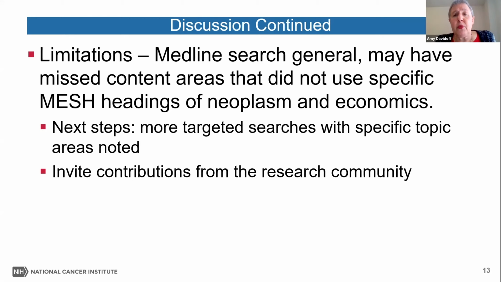The Medline search that we did was fairly general. And so we may have missed some content areas that didn't use the specific MeSH headings of neoplasm and economics. This might include topical areas that are not specific to cancer, but affect a broader group of individuals with health shocks or chronic health conditions, such as access to medications, specialty drugs, employment impacts, palliative care. So these topics may be broader than cancer, and if a particular review didn't specifically limit to articles focusing on cancer, we may not have captured it.